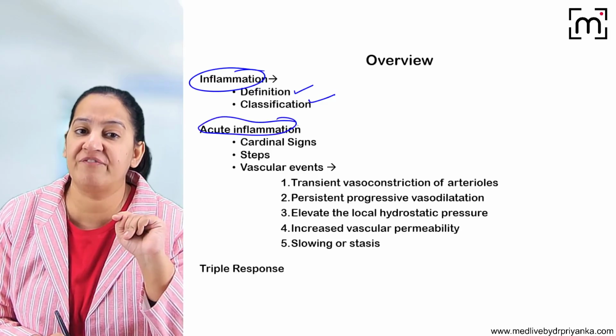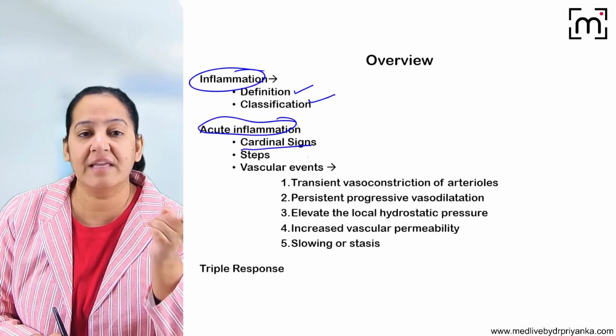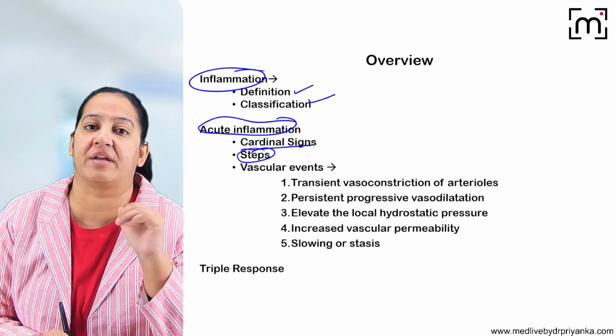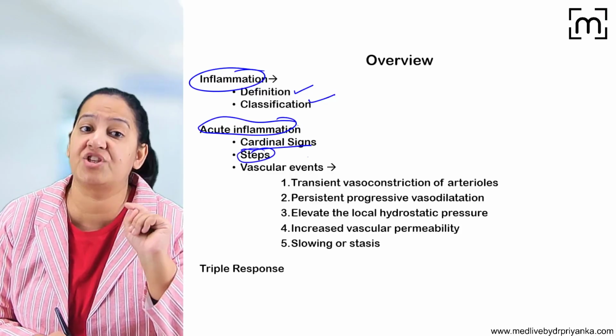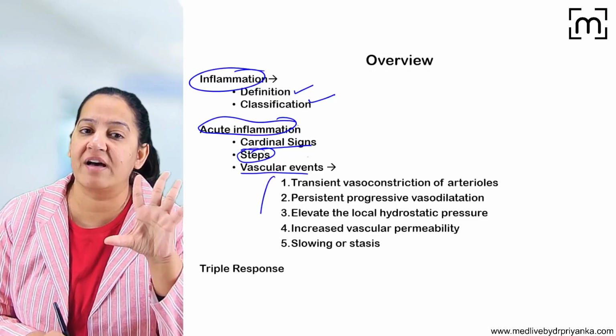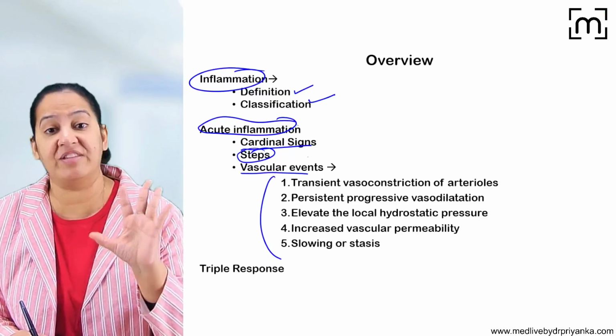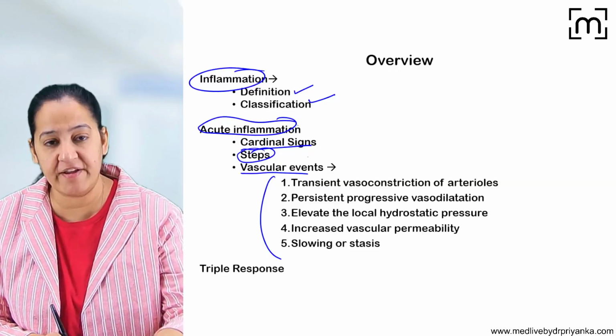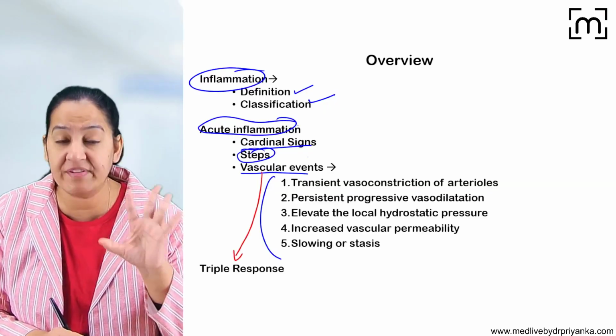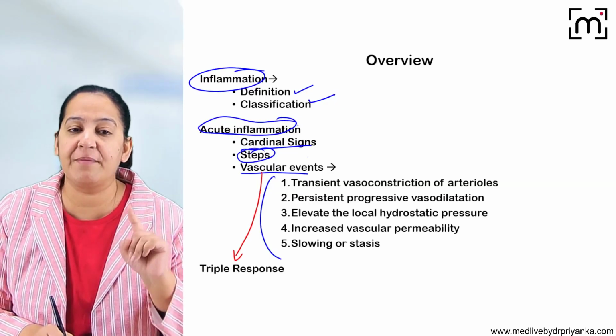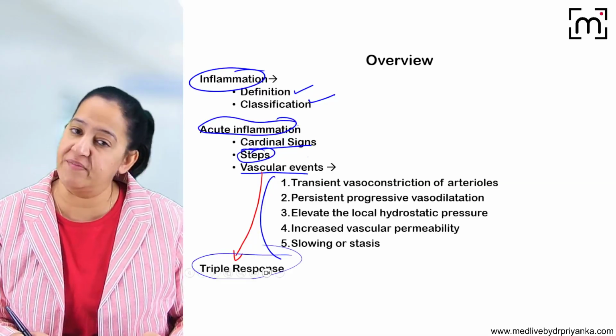Then in acute inflammation, first I will tell you the cardinal signs, then I will tell you all the steps of acute inflammation. Among all the steps, here in this session we are going to discuss the 5 vascular events of acute inflammation one by one. In the end, we will prove them with the help of an experiment. The vascular events of acute inflammation will be proven with the help of an experiment. The name of the experiment is Lewis triple response experiment. We will see that also.